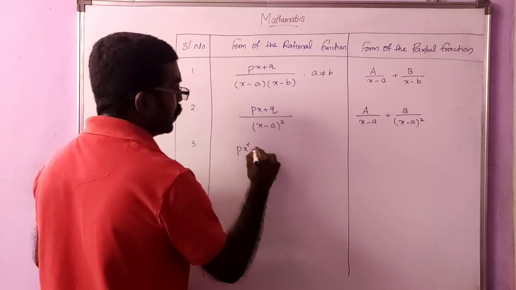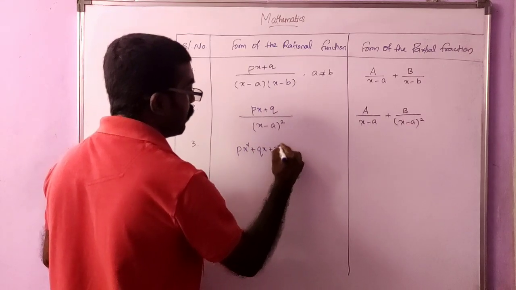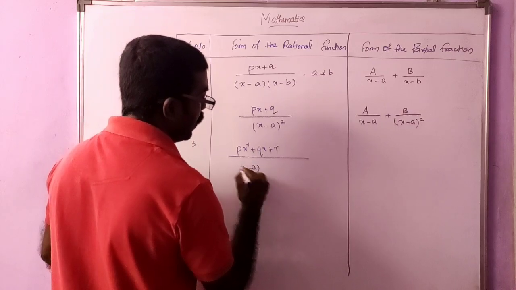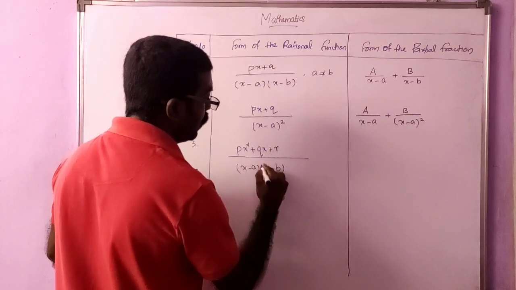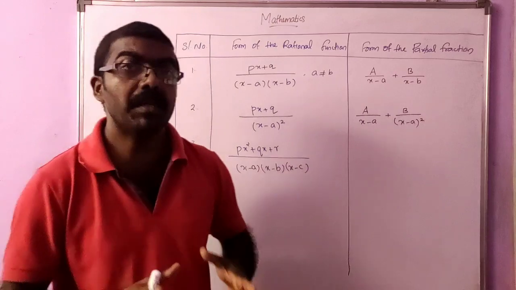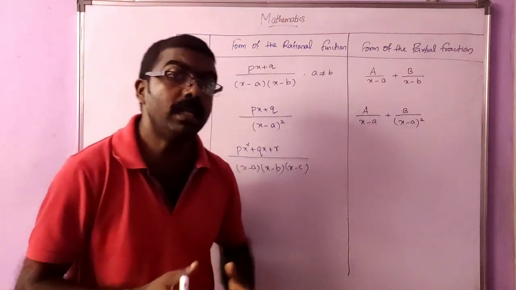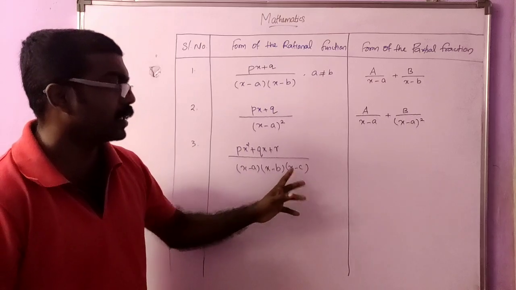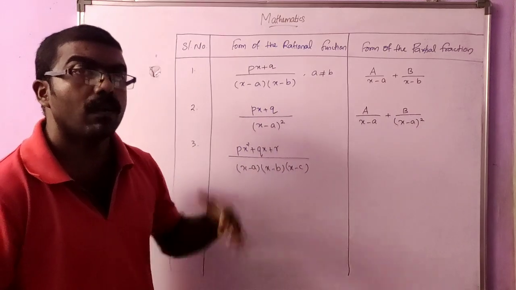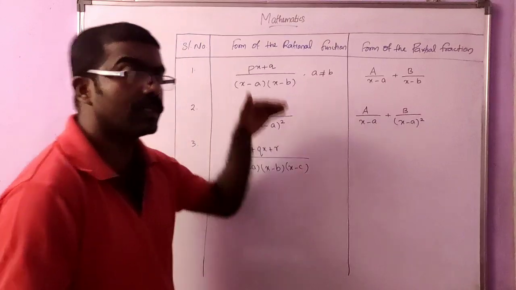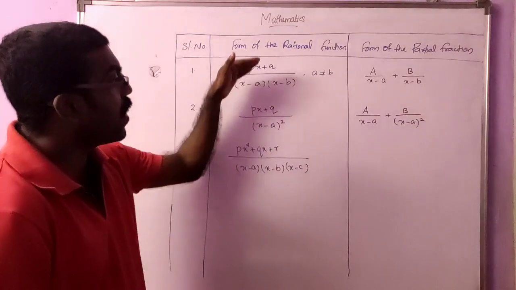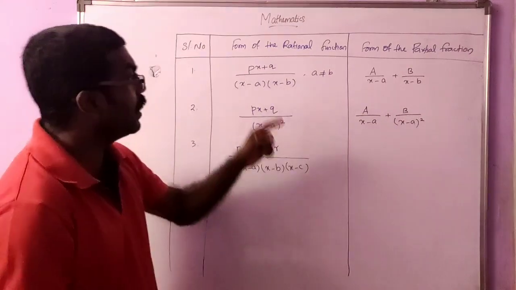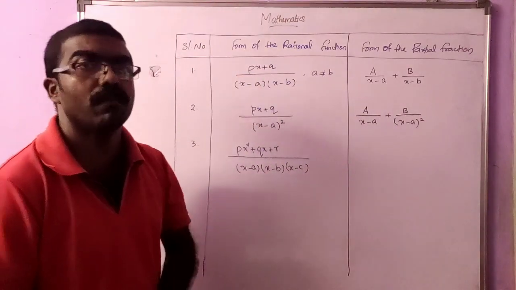Now the third one is px square plus qx plus r divided by x minus a into x minus b into x minus c. That means three non-repeating linear factors in the denominator: x minus a, x minus b, x minus c. All are linear. And one more thing you have to identify from this list is these all are proper rational functions. Okay. The degree of the numerator is less than the degree of the denominator.